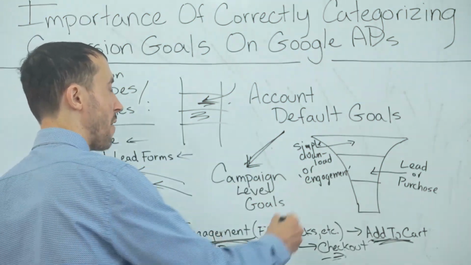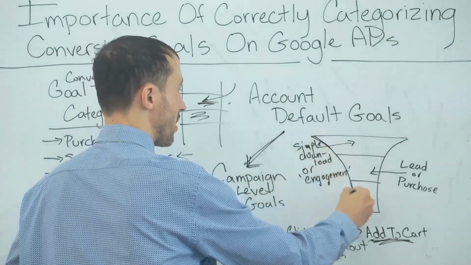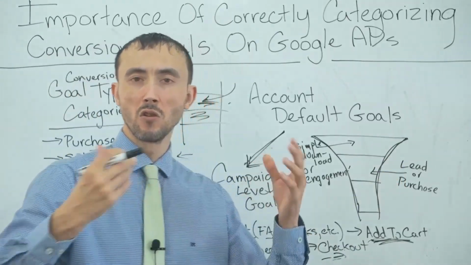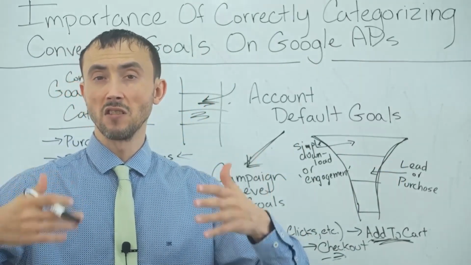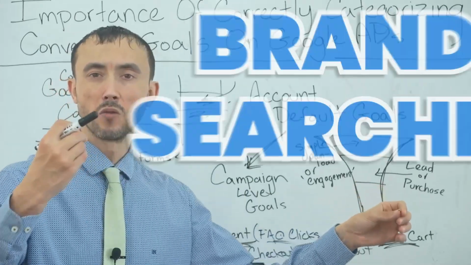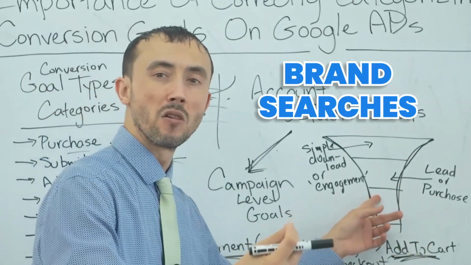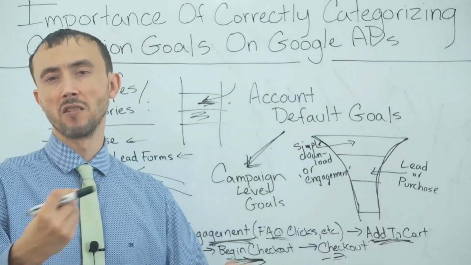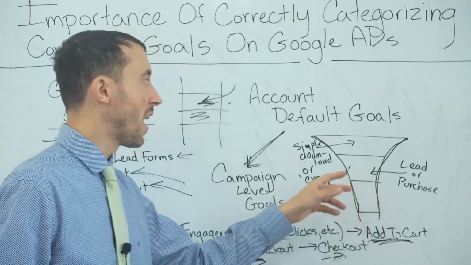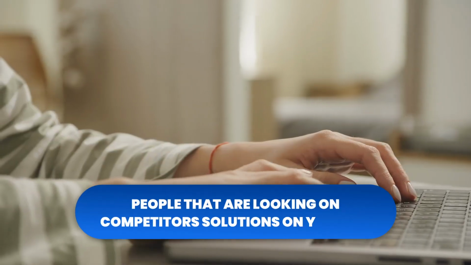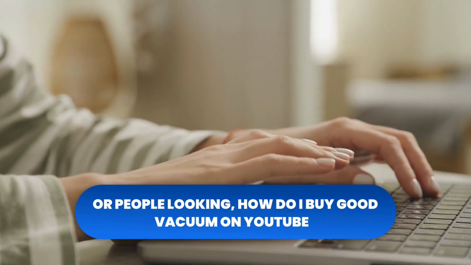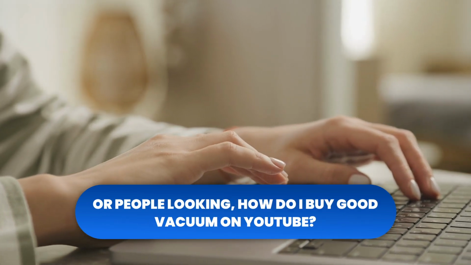And what we'll typically have, the reason why I made this funnel here, is we'll have a campaign, and if you're going to try to make the most money using your Google Ads account in your business and in your niche, there's going to be ads that you target just brand searches, and then competitor searches. Some markets and not others, but then people searching for what you sell on Google. Then it's going to be people that are looking at your competitor solutions on YouTube, or people looking, how do I buy a good vacuum on YouTube?